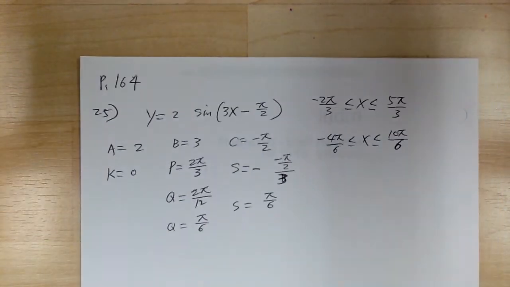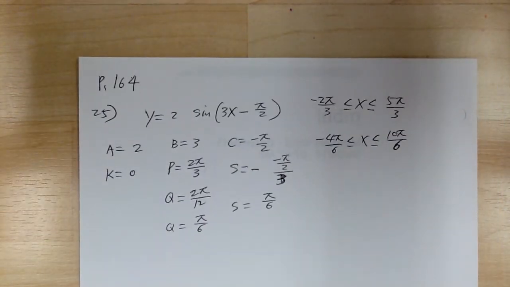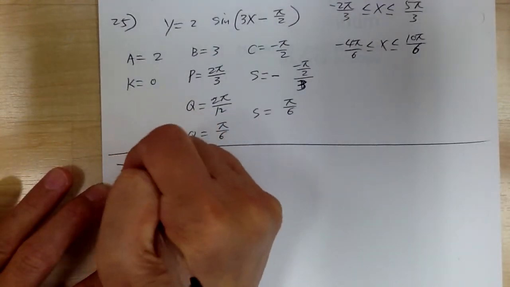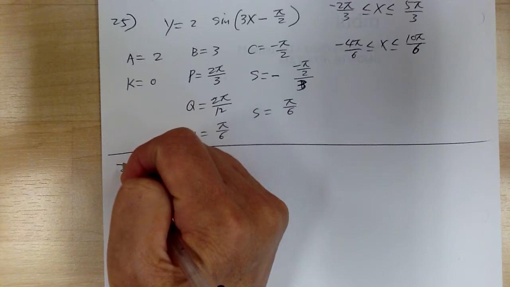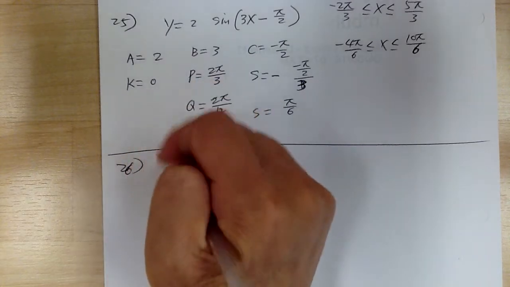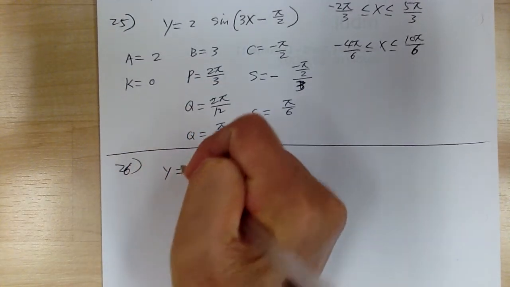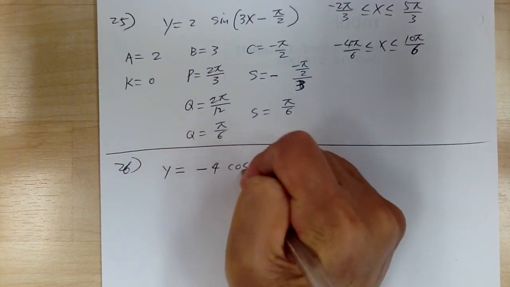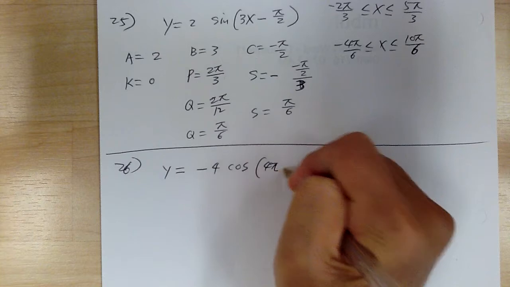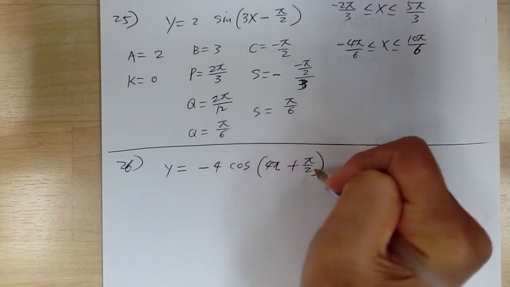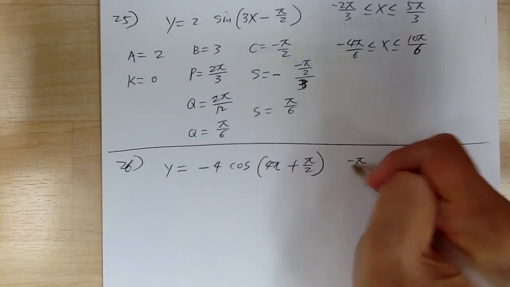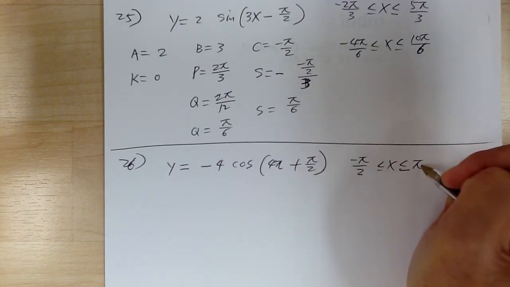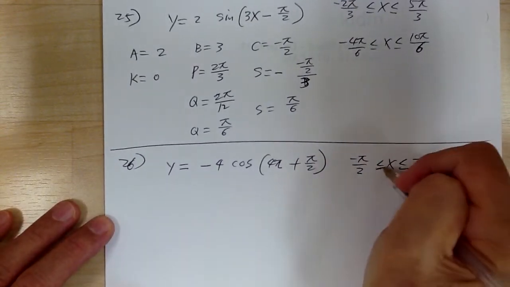Okay, now let's go to 26. Let's go to the next one. So again, every problem you do exactly the same procedure, right? Same steps. Okay, so y equal to negative 4 cosine of 4x plus pi over 2. And you want to go from negative pi over 2 to pi. So let's get all the information.